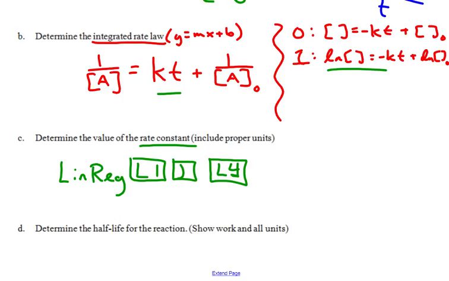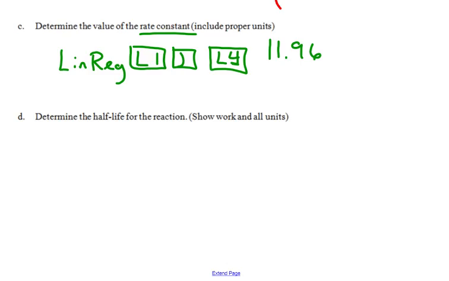And what is it, like 11.98 or something? 11.96? Yeah. Okay, what's the unit? Let's talk about that quickly again. So this is how this works. Best way I can do this.